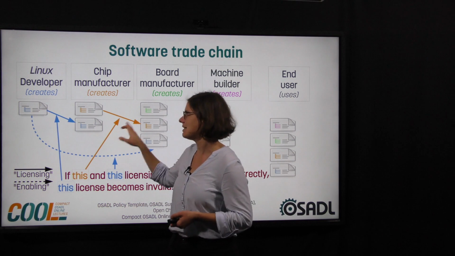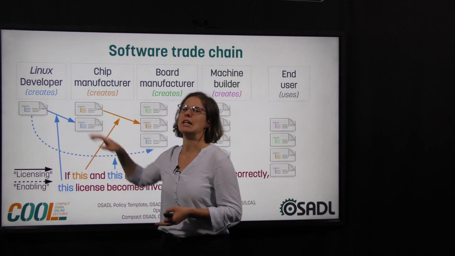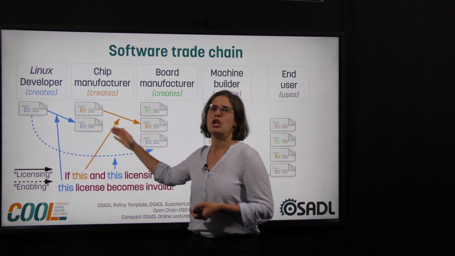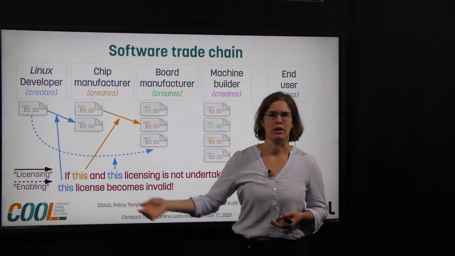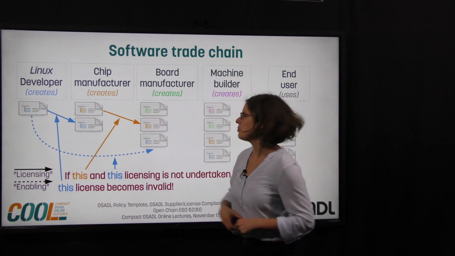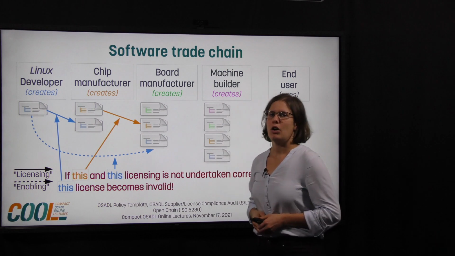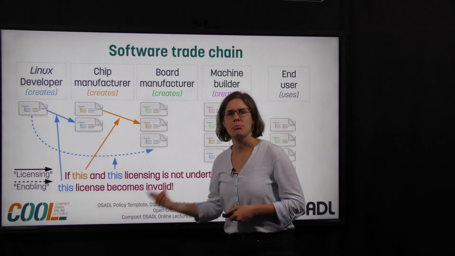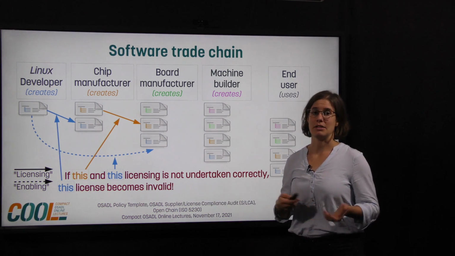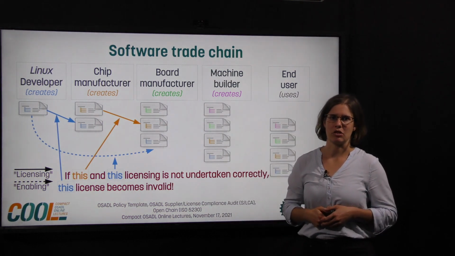And if this licensing and the enabling is not done correctly, then the first license becomes invalid, and the chip manufacturer is no longer allowed to give software down the supply chain. And of course this goes on and on, and here we have the problem. If one of these steps is invalid, then of course the next one can heal it again, but it will be a lot more work to heal, and sometimes if this licensing is not done correctly, a healing is not even possible.